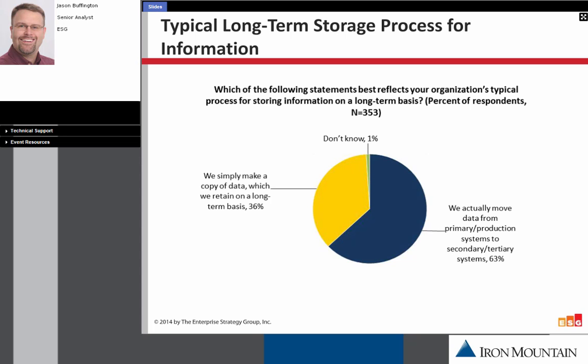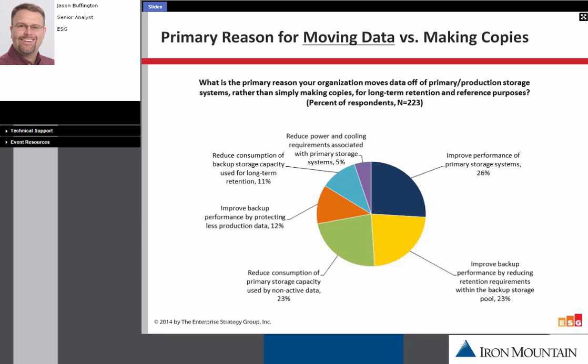Now, when we asked folks what they mean by a long-term storage process for information, it was interesting. We found that about 63%, the larger blue wedge, said that their definition of we're going to archive is we're going to move data off. It was an operational benefit, not necessarily just a regulatory compliance benefit, which is what you see in the yellow wedge on the left-hand side, where they say we're going to make a copy of that data to retain for long purposes.